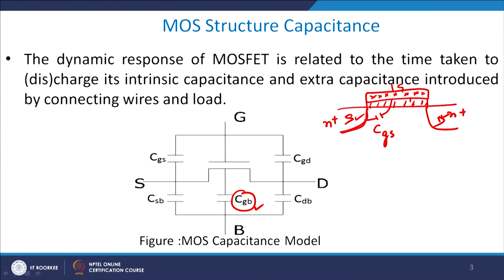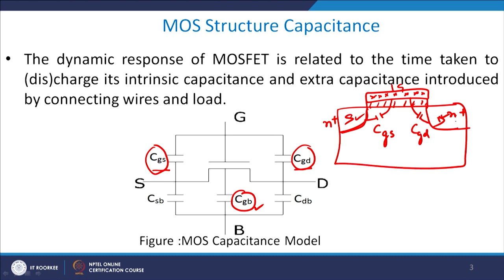Same logic can be applied to CGD. So, this is CGD, right. I have got CGS and I have got CGD. These are the two capacitances which are there. Why? Because you have a large concentration of charge carriers separated by a dielectric medium in between the two, right. Now, if you reduce the doping concentration of this region or this region, you actually lower the charge and therefore you lower the capacitance, right.